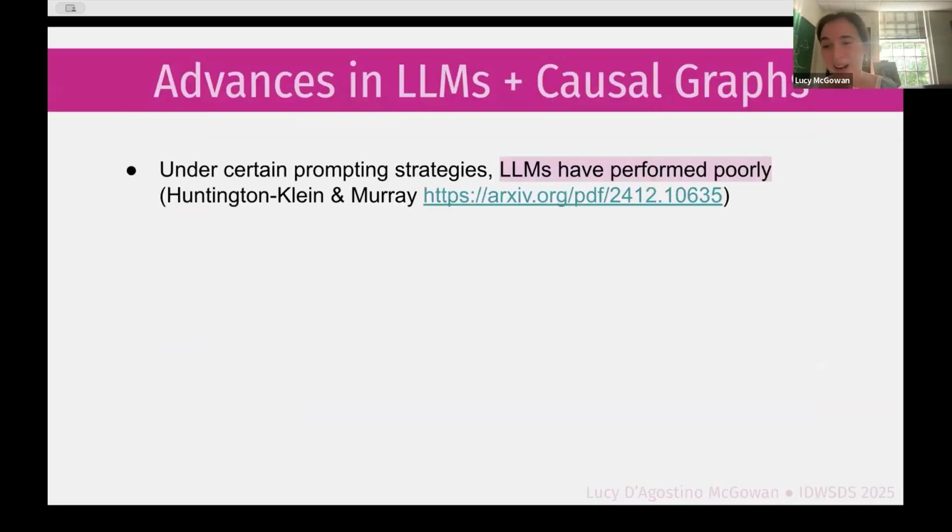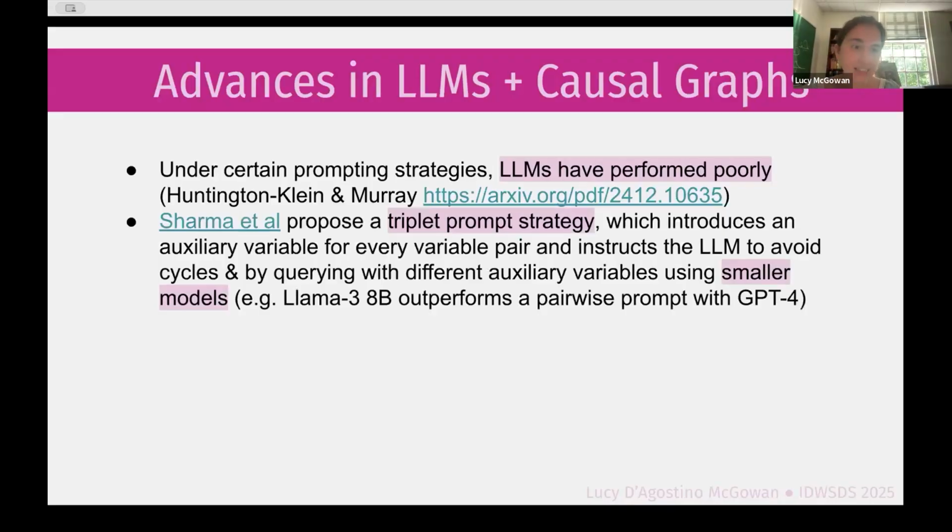And there have been a lot of advances in large language models for causal graphs. I should say that, as with large language models in general, when you're one minute away from the literature, you're already outdated. It's hard to keep up because these models are constantly changing. But there was a paper by Huntington-Klein and Ellie Murray, on arXiv, posted last December, where they showed that large language models performed poorly in a specific setting, under specific prompting, when trying to come up with these types of DAGs.